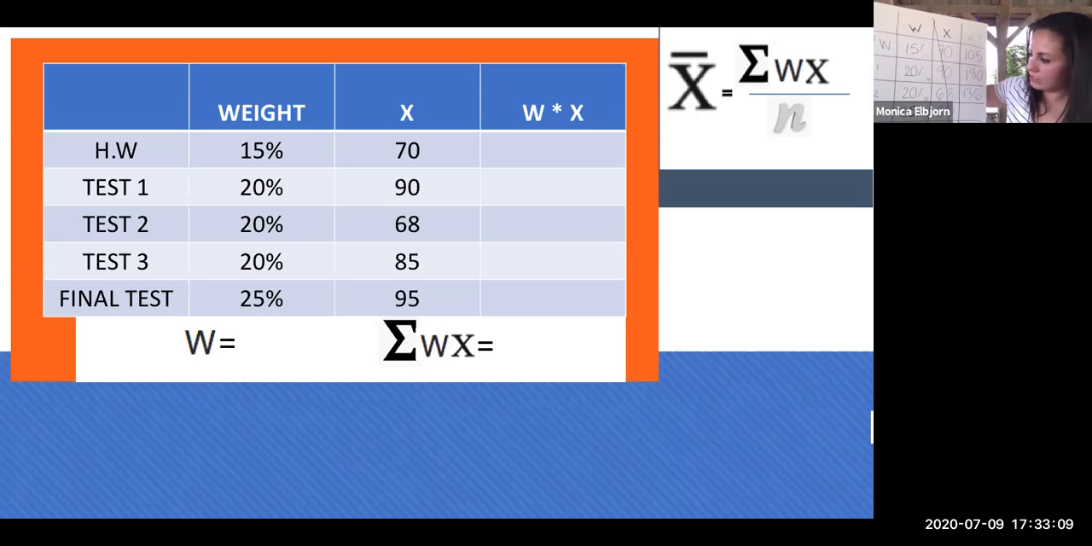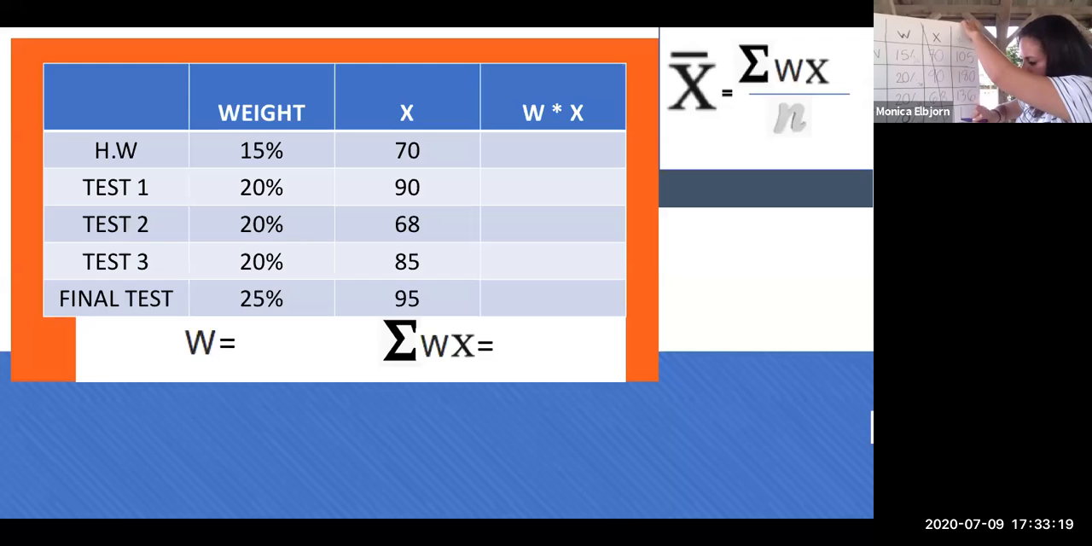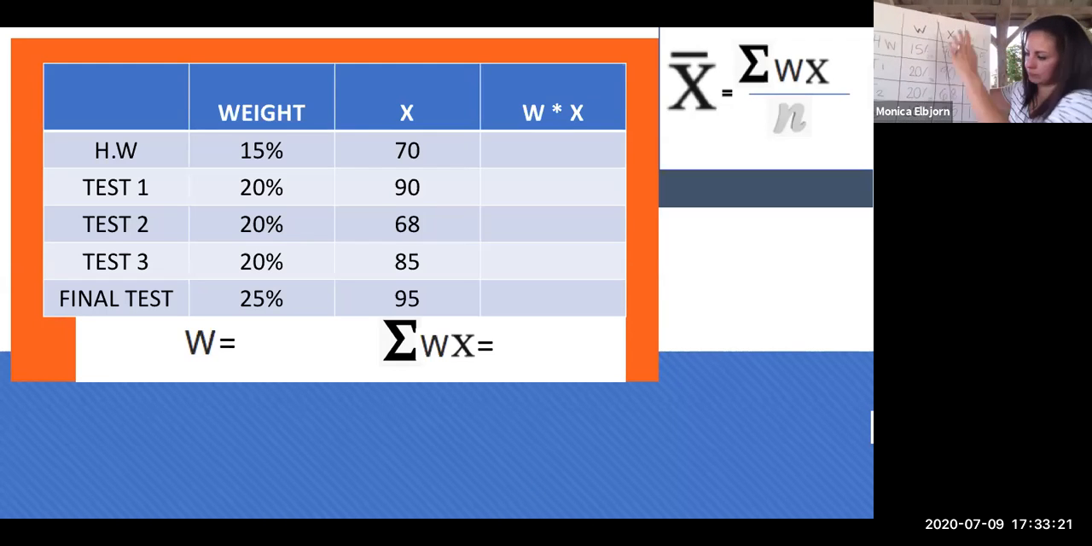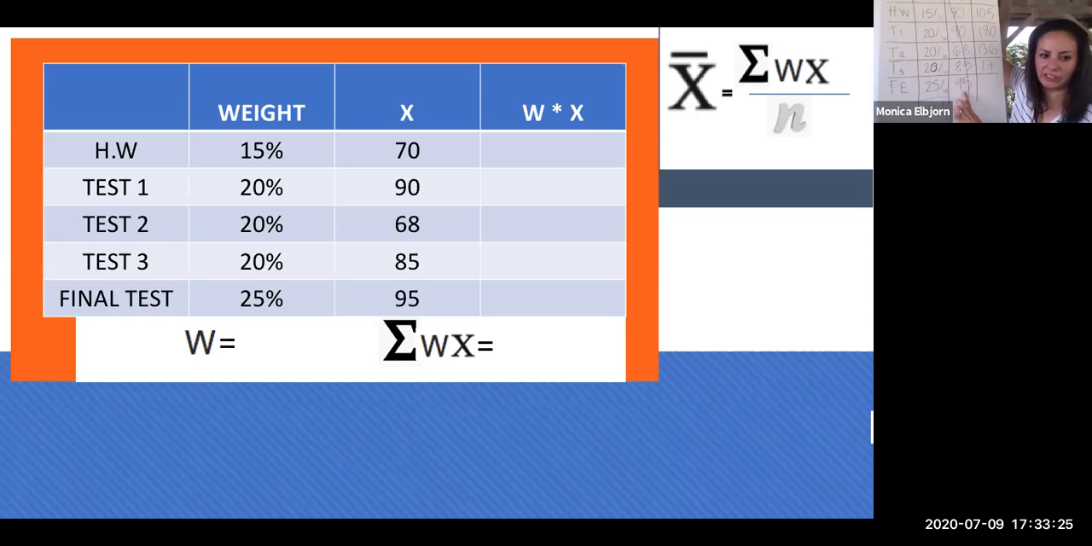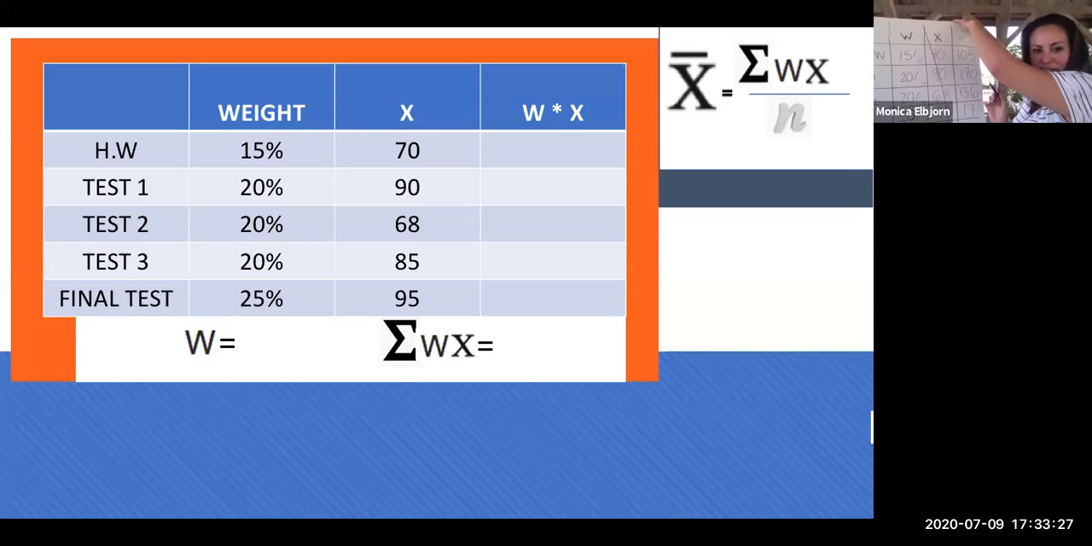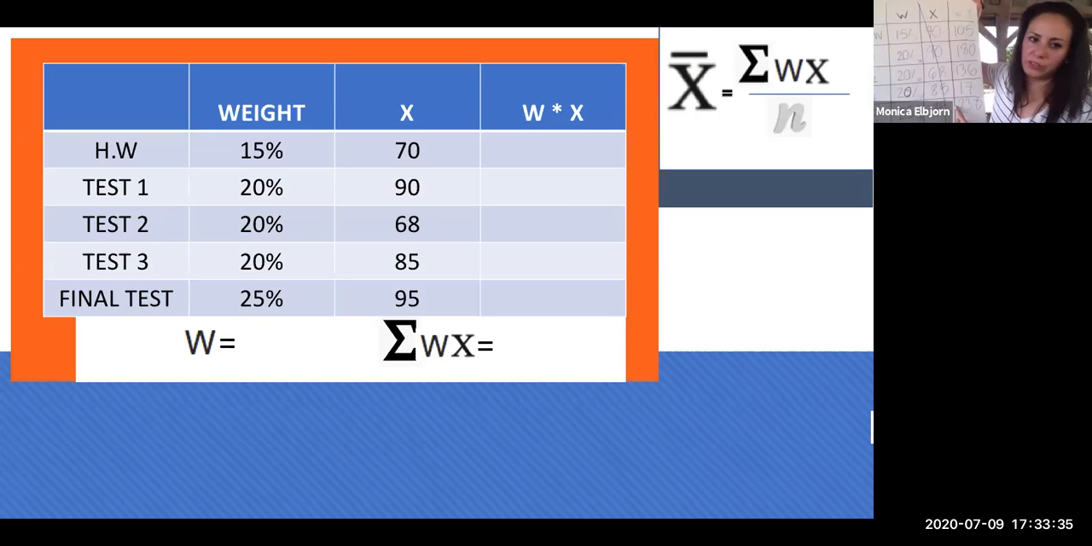So all this will make your final grade. And then 0.20 times 85 is 17. And then 0.25 times 95. You did very good on your final exam. 23.75.